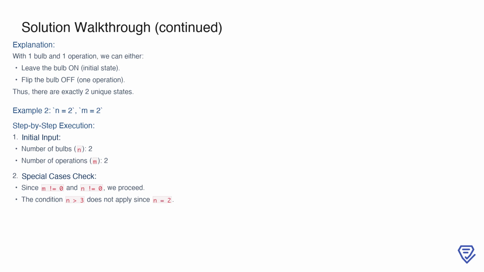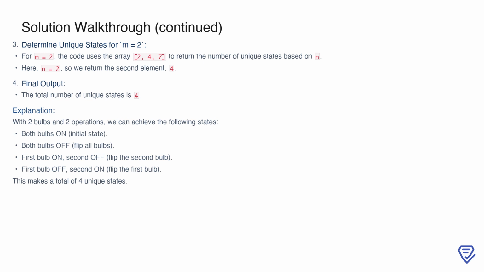Now, moving to the next example, where n equals 2 and m equals 2. Here, we have 2 bulbs and are allowed 2 operations. First, we check the special cases. Since both n and m are non-zero, and n is not greater than 3, we continue. These conditions allow us to proceed to compute the number of unique states without any further restrictions. To determine the number of unique states when m equals 2, the solution uses the array 2, 4, 7.